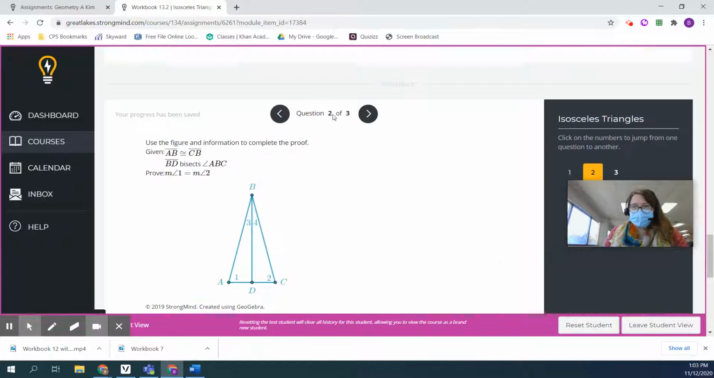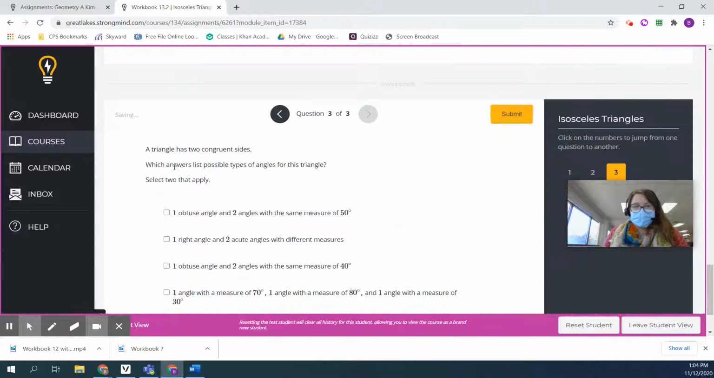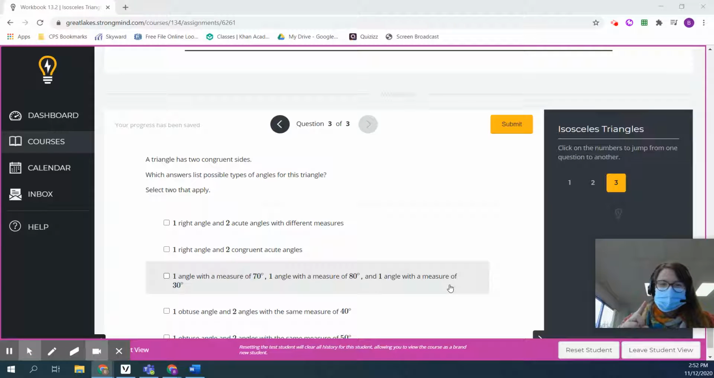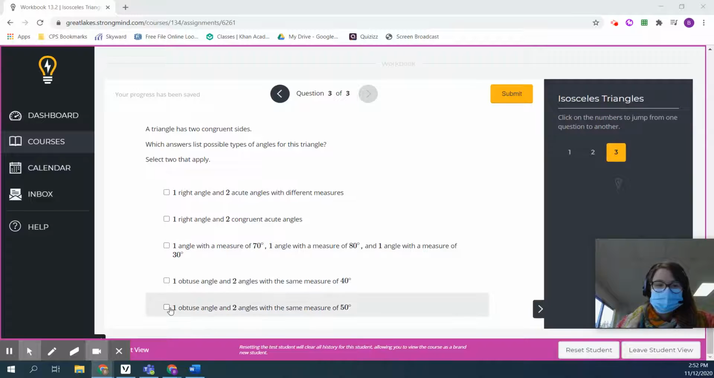Very good. Next one. A triangle has 2 congruent sides. Which answer lists possible types of angles for this triangle? So it could be one obtuse angle and 2 angles with the same measure of 50. Obtuse means more than 90. I made a mistake and had to edit, so I'm going back. So 50 plus 50 is 100. 180 minus 100 leaves us with 80, which means that cannot be obtuse because 80 is not obtuse.